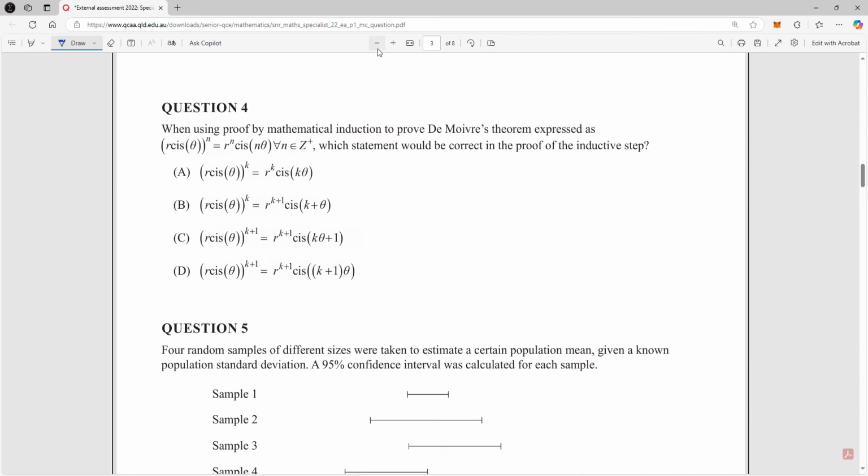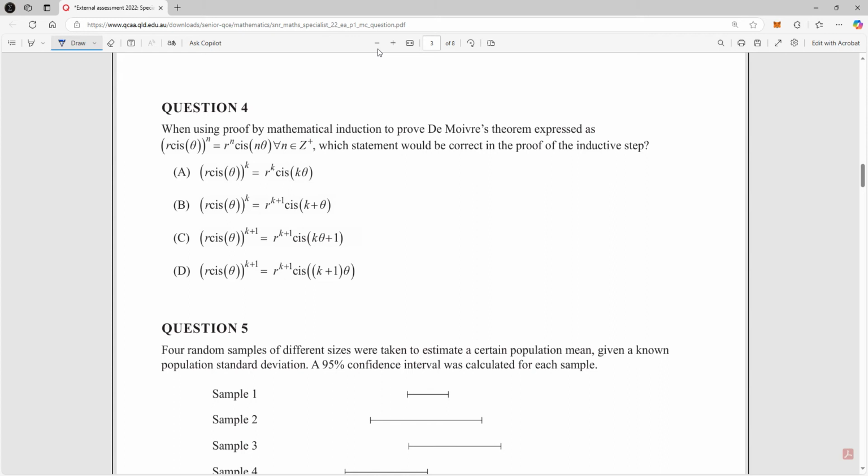Alright, question 4. So question 4 requires a little bit of knowledge to do with induction, but also about your placements with certain substitutions, okay? So when using proof by mathematical induction to prove de Moivre's theorem expressed as, and this is de Moivre's theorem, so basically if you have a complex number in polar form, you raise it to a power, that power can go there, and it multiplies the angle, okay? Which statement would be correct in the proof of the inductive step?